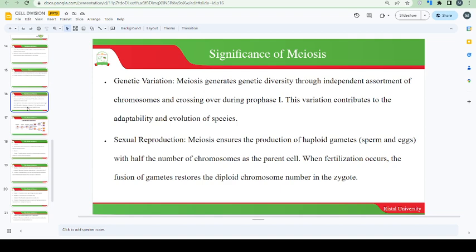The second significance is sexual reproduction. Meiosis ensures the production of haploid gametes, in brackets, the sperm and the eggs, with half the number of chromosomes as the parent cell. When fertilization occurs, the fusion of gametes restores the diploid chromosome number in the zygote.